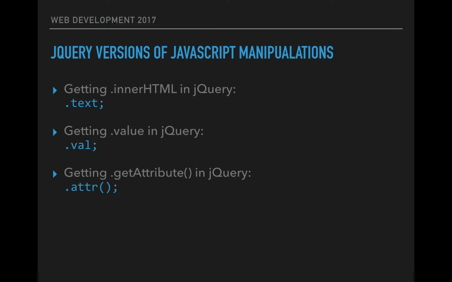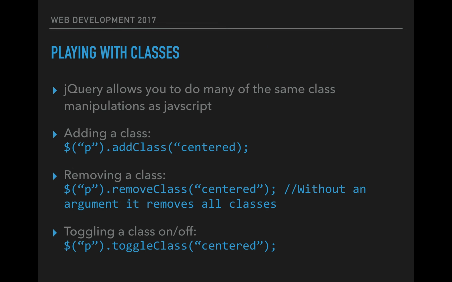We saw that you got the value from your form. In jQuery, it's just .val. And getting an attribute in jQuery is just .attr. Okay, so let's look at playing with classes. It allows you to do many of the same class manipulations as you were doing in JavaScript. So adding a class is just doing .addClass. You are also able to remove classes.